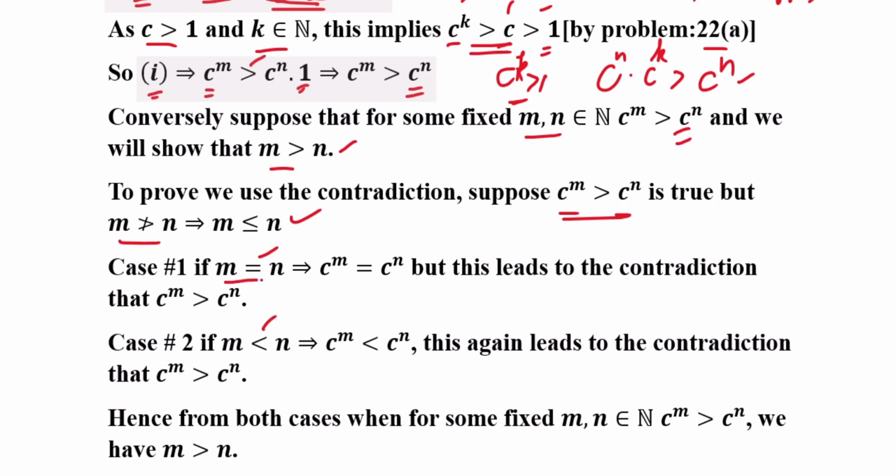When m is equal to n, this implies c raised to power m is equal to c raised to power n, but this leads to the contradiction that c raised to power m is greater than c raised to power n. If m is less than n, then clearly by using the above part, at a smaller number the exponent is smaller. So c raised to power m is less than c raised to power n. This again leads to the contradiction that c raised to power m is greater than c raised to power n. Hence, from both cases, when for some fixed positive m and n belonging to N, c raised to power m is greater than c raised to power n, then we have m greater than n.